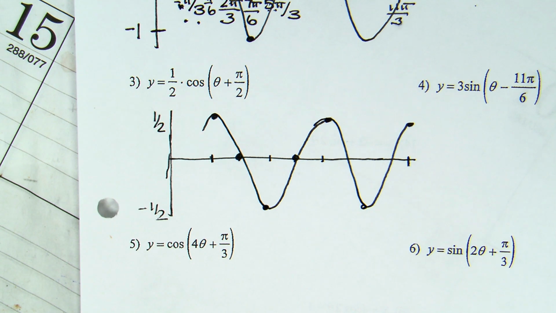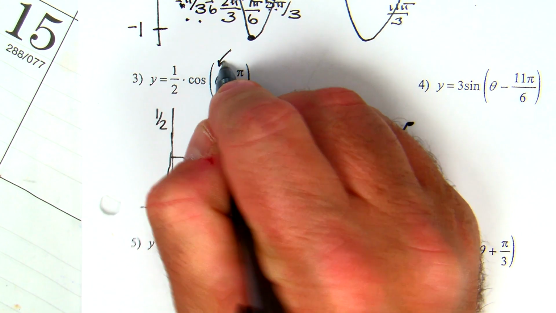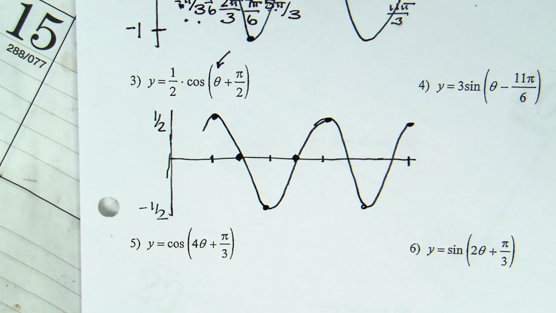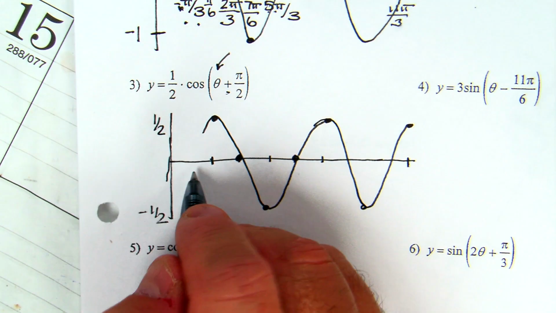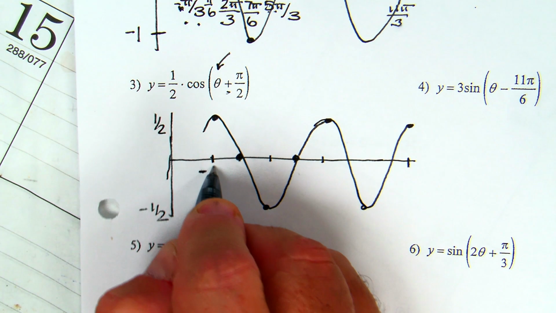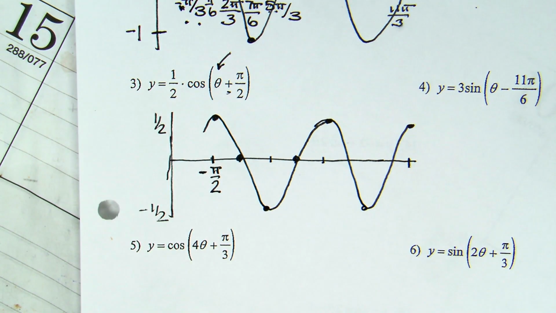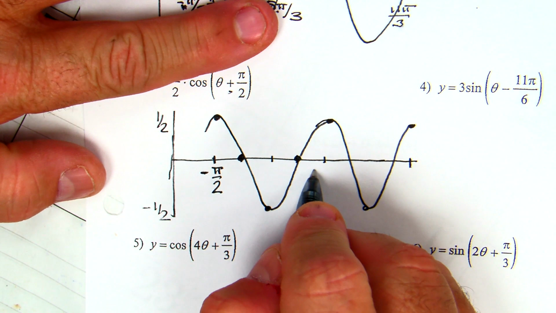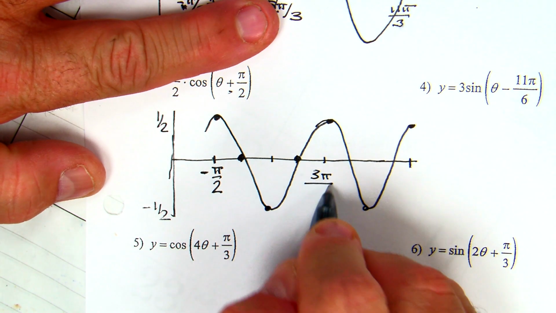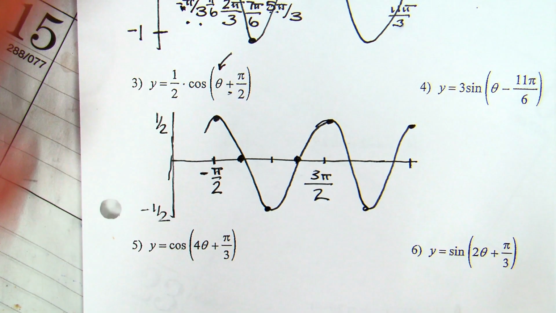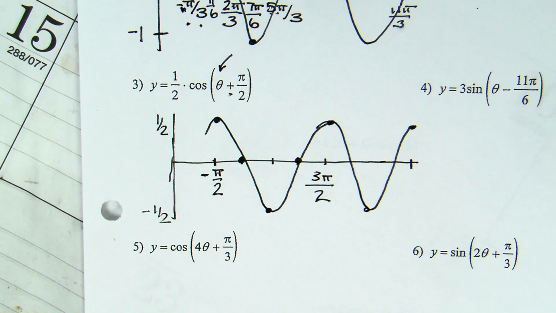Okay, so now again, there's no coefficient here. So what's the opposite of plus pi over 2? Negative pi over 2. I'm then going to add 2 pi to that to get my first endpoint. Double 2, you get 4. This becomes 3 pi over 2.